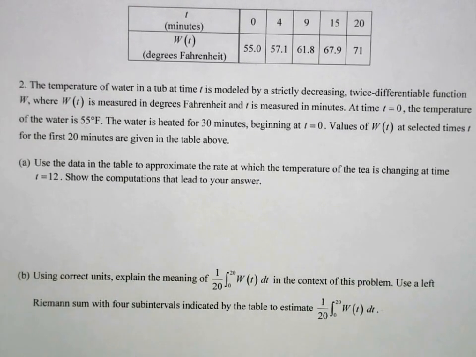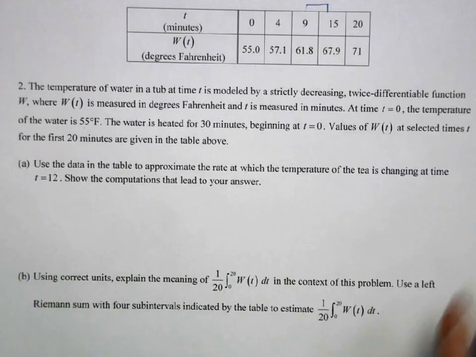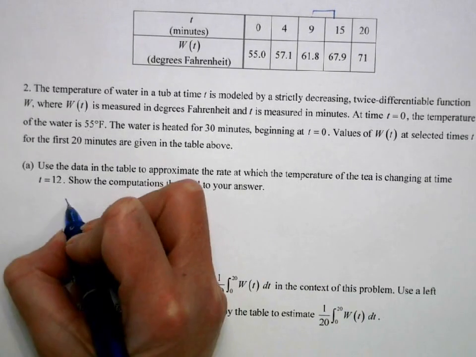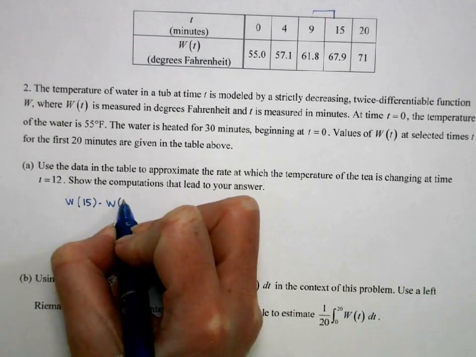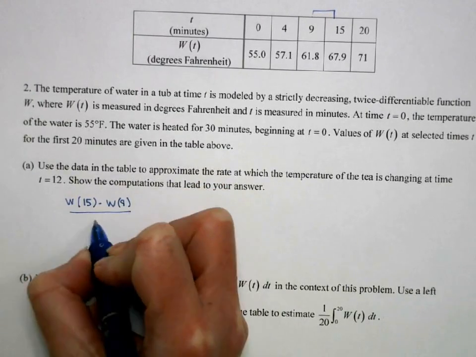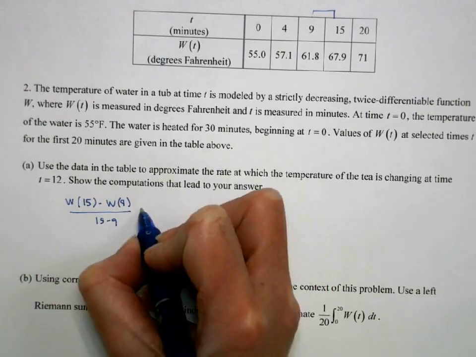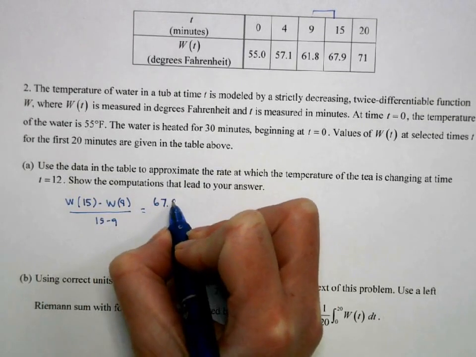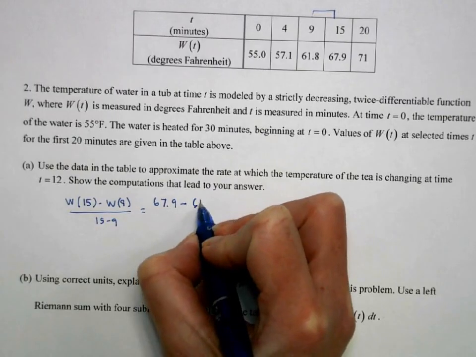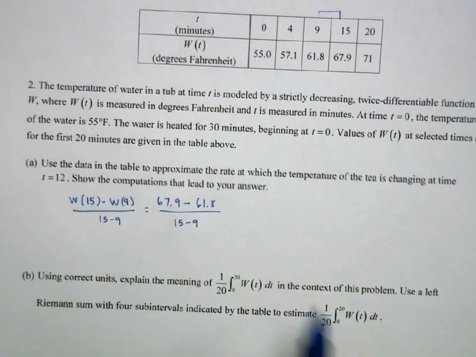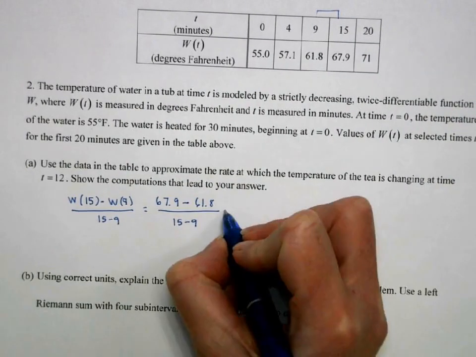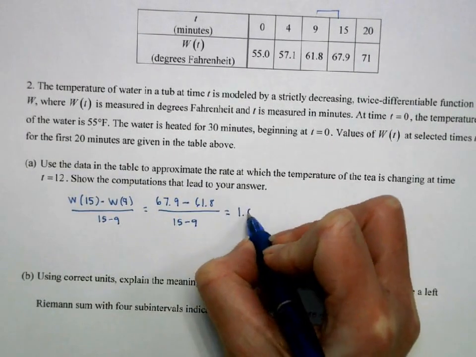Use the data in the table to approximate the rate at which the temperature of the water is changing at t equals 12. Okay, 12 is right in the middle here, so we're going to be looking at W(15) minus W(9) over 15 minus 9. From my table, that's 67.9 minus 61.8 over 15 minus 9. Now you do have a calculator. You can leave it just like this. If we do it in the calculator, we get 1.0166.